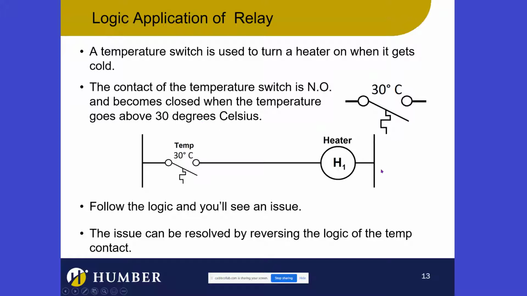Well, the problem is I want my heater to come on when it goes below 30 degrees, because most temperature switches are like that. They will close when they warm up, right? Because this is going to close when it warms up, I want the heater to come on actually when this opens. Think about it. If the temperature goes below 30, I want my heater to come on. So there's a problem with the logic.